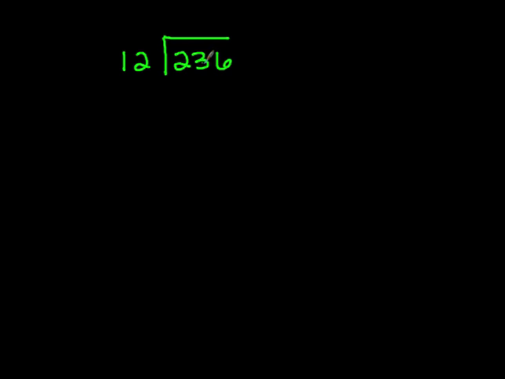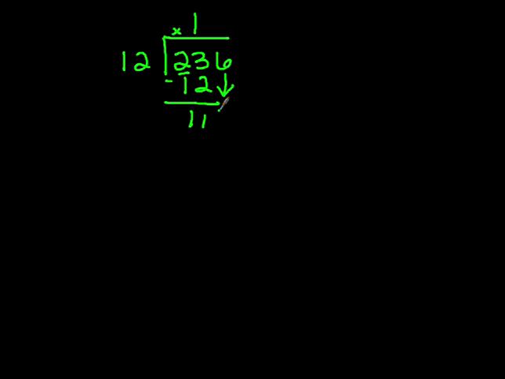So now I have 236 divided by 12. The only reason that this is a little bit more difficult is because your multiplication gets a little bit bigger. So I'm going to look. Does 12 go into 2? It does not. Does 12 go into 23? Yes, one time, because 12 times 1 is 12. 12 times 2 would be 24, which is too big. Now I can multiply. 1 times 12 is 12. And I subtract. That's going to give me 11.